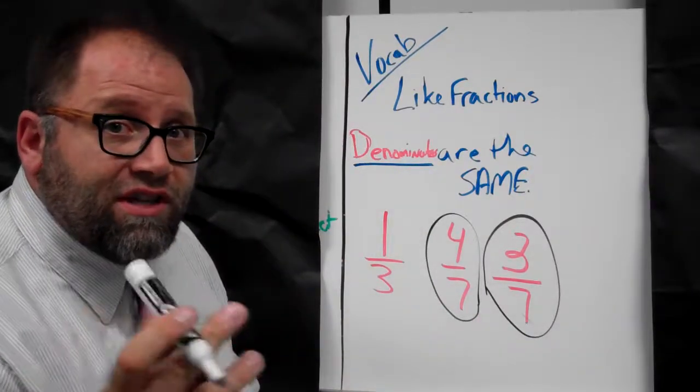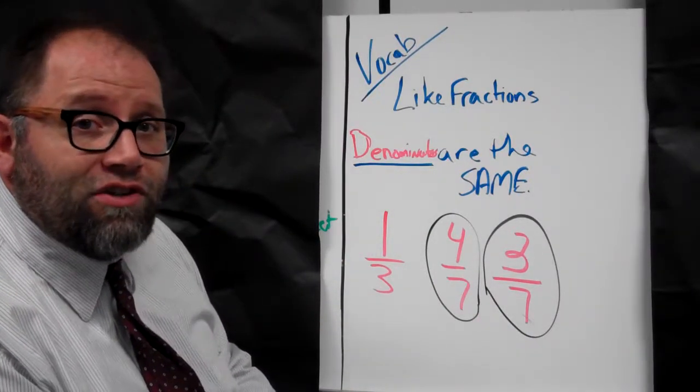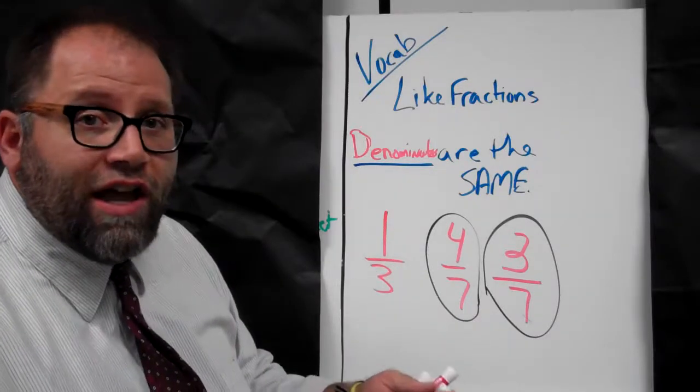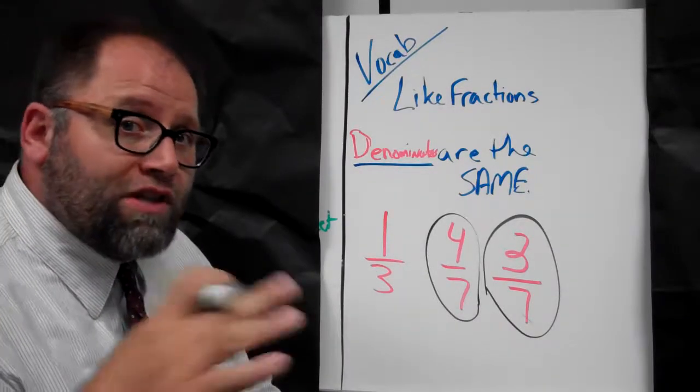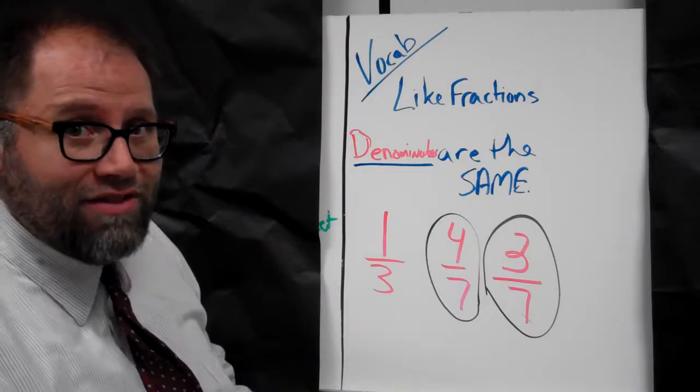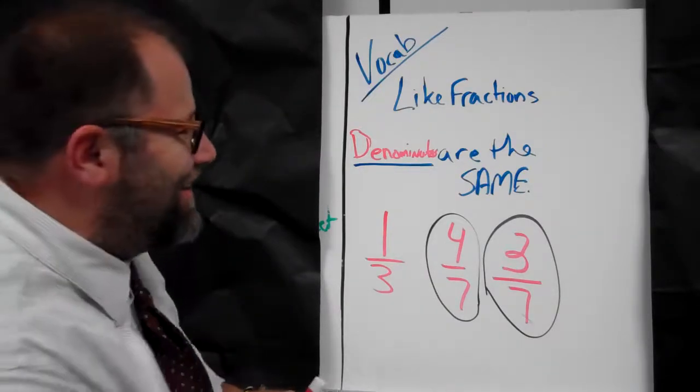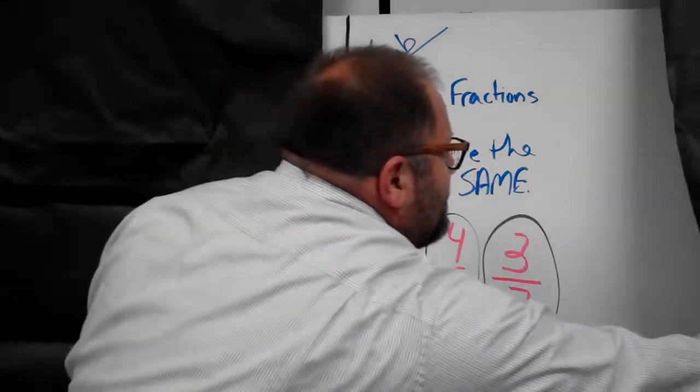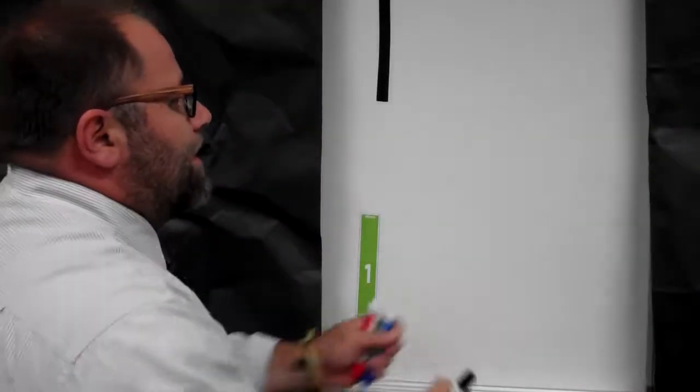Eventually, when we're doing unlike fractions, we will turn them into like fractions by using the lowest common denominator, just like in our last episode. That's what I was going to say, episode. So, all right, here we go. Let's do some problems so you see what we're talking about.